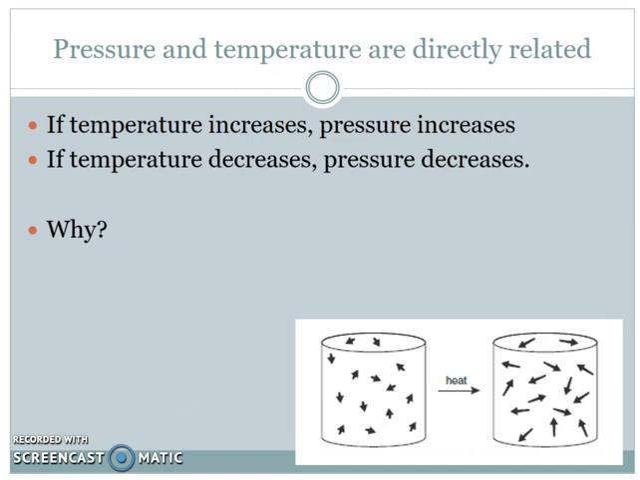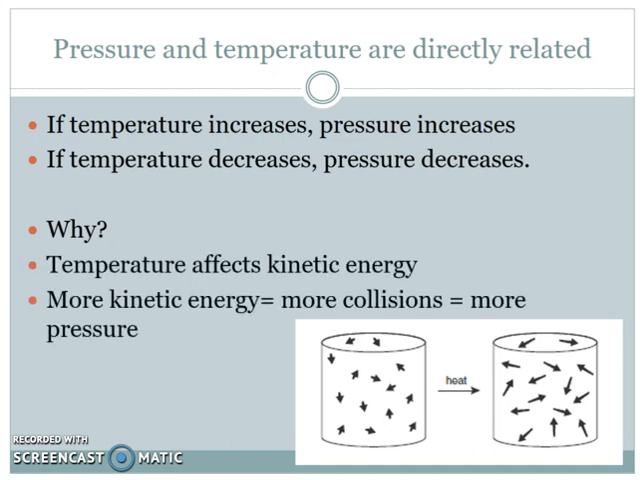What does temperature do to those particles? Temperature is going to affect that kinetic energy. The more kinetic energy, or the energy of movement, means we have more collisions. Those increased collisions cause more pressure. So that pressure is going to then be increasing on the sides of the containers.